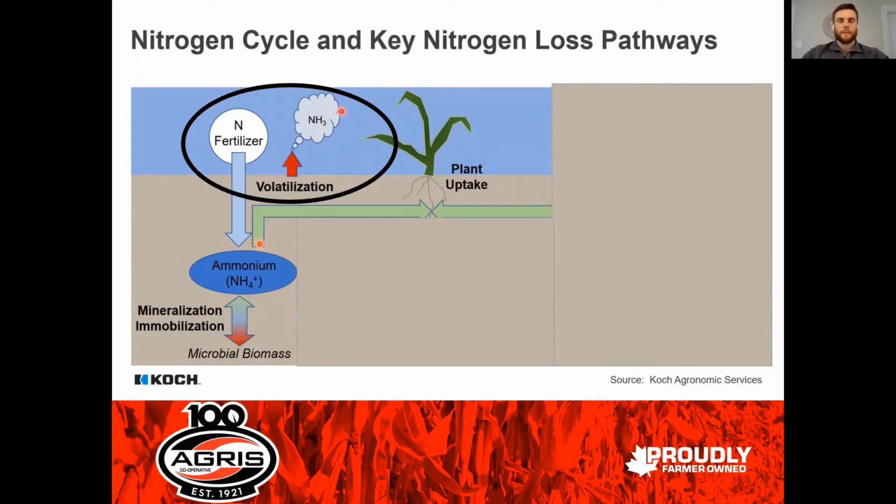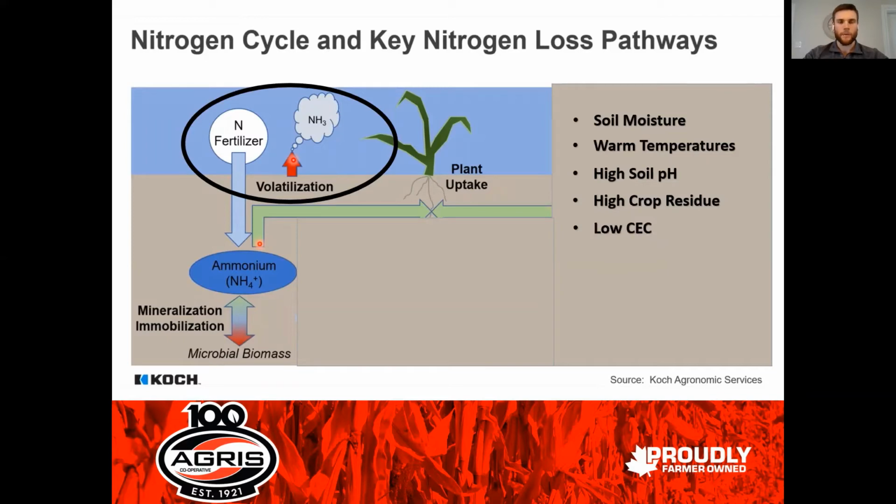So a few key risk factors here. Soil moisture is going to speed the process up, as we need water for hydrolysis. Warm temperatures: the warmer the temperature, the faster this process happens. A high soil pH, high crop residues. Crop residues will hold moisture, and they will also decrease the soil contact for the urea and the 28% fertilizer. And low CEC, a low cation exchange capacity, means that we're going to limit how much ammonium can bind to the CEC.